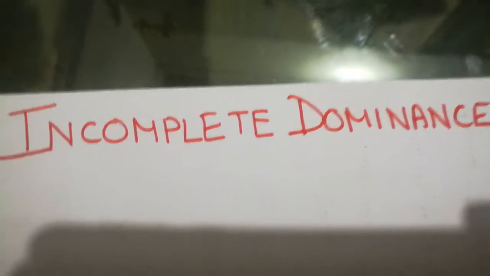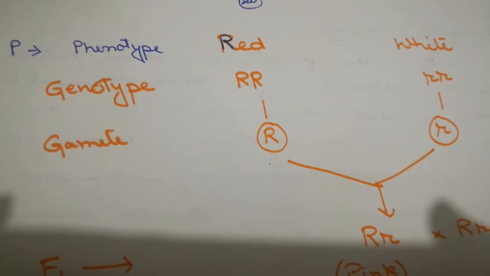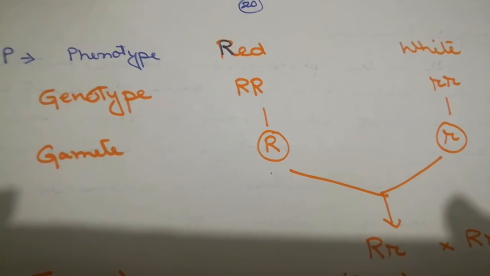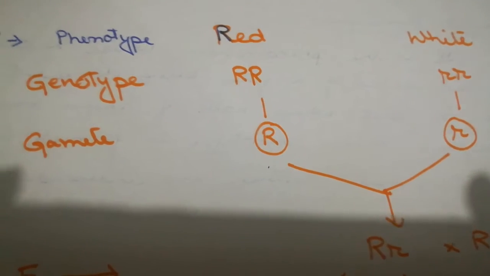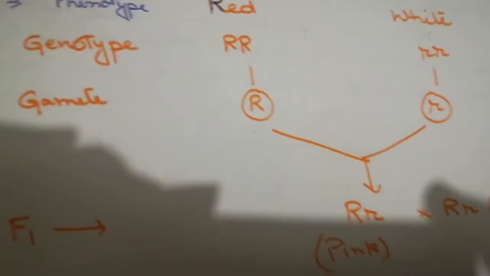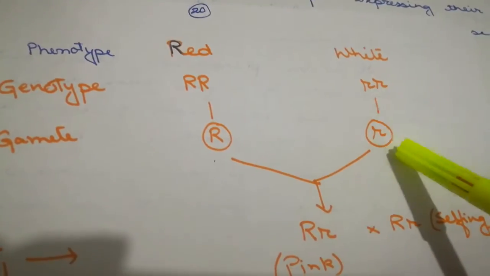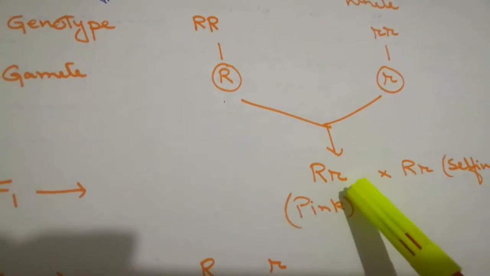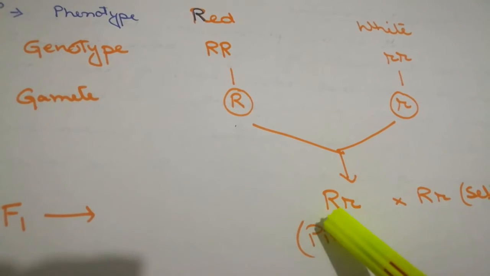Now, a very simple example, let's take the case of Mirabilis jalapa. First of all, that is a 4 o'clock plant. Here we take two types of plant. One is a red flowered plant and the other is a white flowered plant. The red flowered plant has genotype capital R and the white flowered has genotype small r. Now gametes are formed. Capital R is given from here, small r is taken from here. Now they will cross together and create the F1 generation, which has the genotype capital R small r.